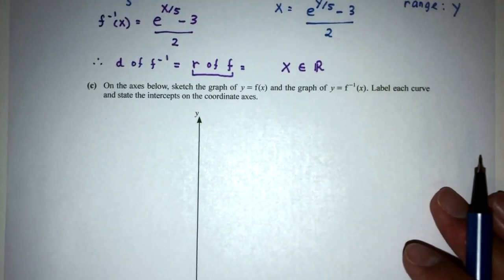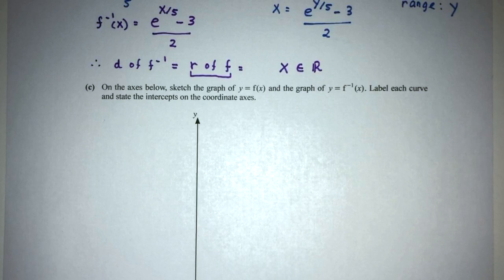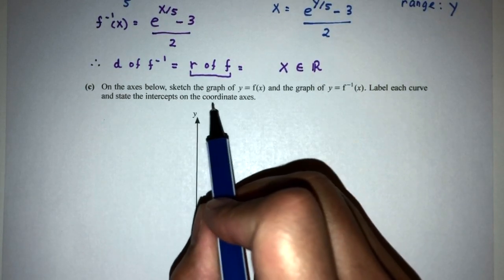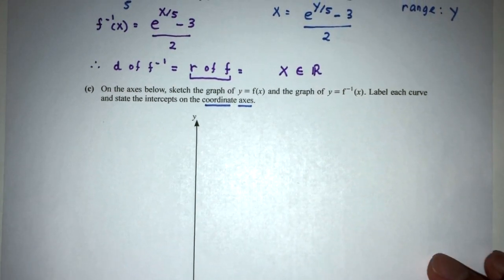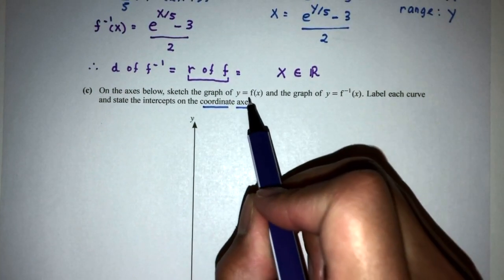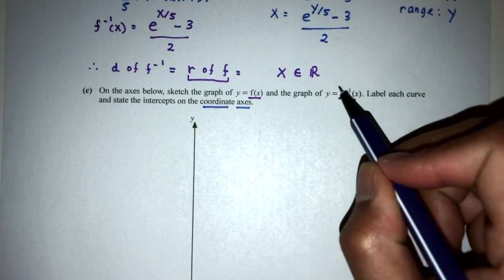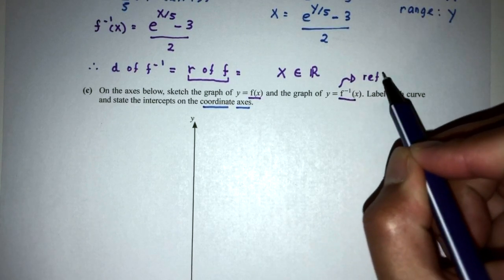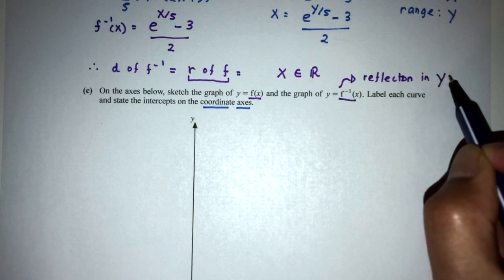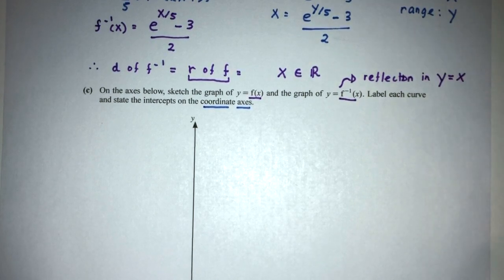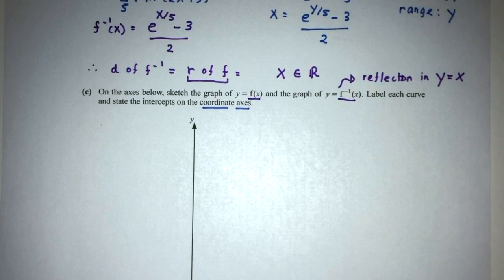Now for part C, on the axis below, sketch the graph of y equal to f of x and the graph y equal to f inverse of x. Label each curve and state the intercepts on the coordinate axis. So I guess we have to first understand that these two graphs are actually reflections in y equal to x. So that's something we have to know whenever we draw this kind of graph.